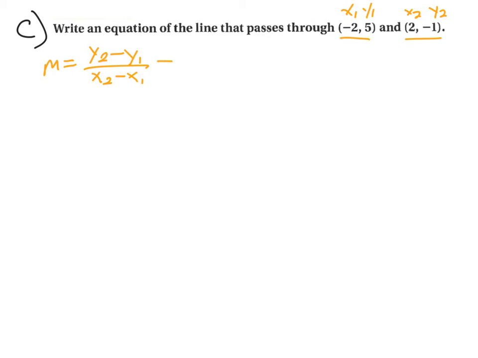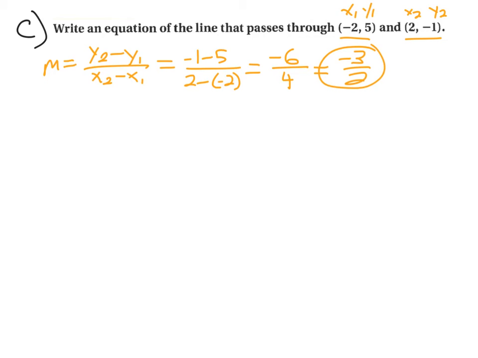So to find our slope, we just got to use the numbers we have, -1 minus 5 and 2 minus -2. -1 minus 5 gives me -6. 2 minus -2 gives me 4. And I want to simplify this. That's going to be -3 over 2. So there's my slope. And now I just need to pick one of these 2 points to use.